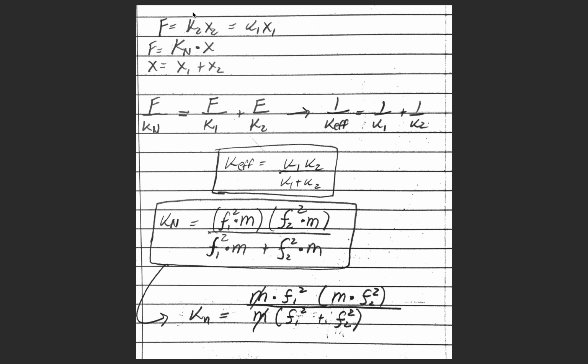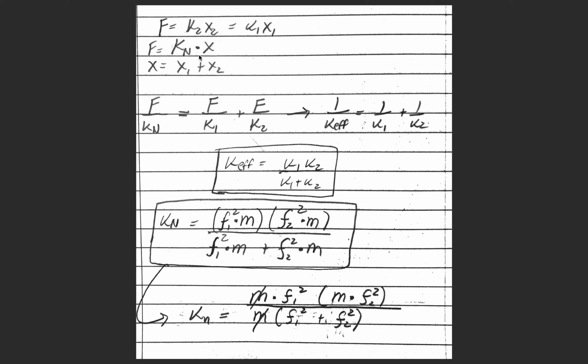So also, we know that the force of a spring is equal to the spring constant times the displacement X. So here we have the force is equal to the constant of the second spring times the displacement, and that's also equal to the constant of the first spring times the displacement of the first spring, because the forces have to be equal to each other. So from here we can write this equation: net force is equal to the constant net times X, and this X is again X1 plus X2.